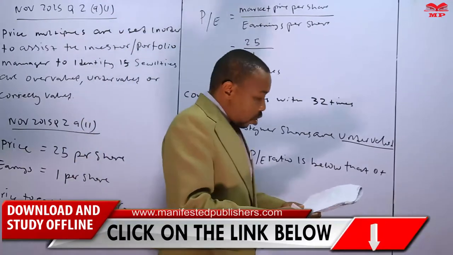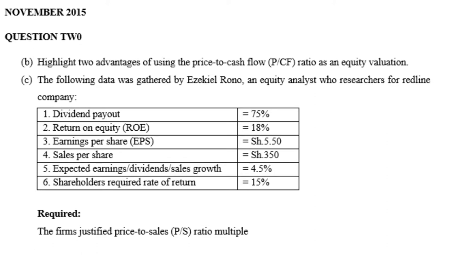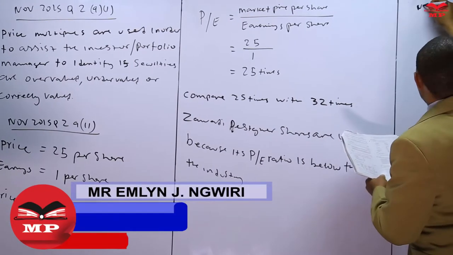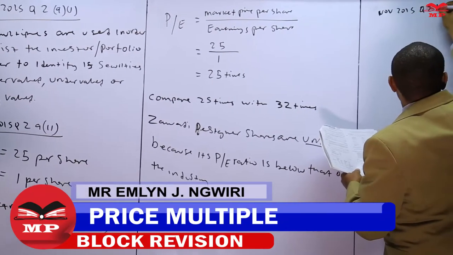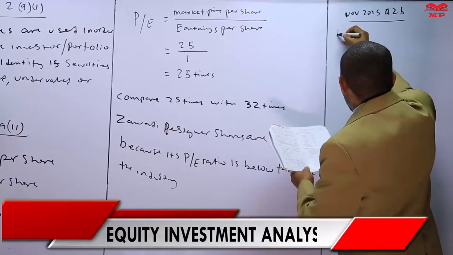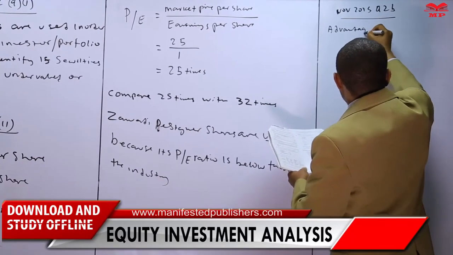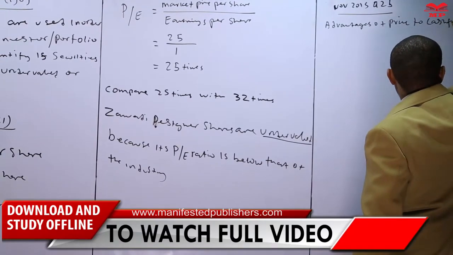So moving on to part B of the question, you're being asked to highlight two advantages of using the price to cash flow, P to CF, ratio as an equity valuation tool. So come up over here and say you're looking at November 2015 question 2B. And you're saying the two advantages include advantages of the price to cash flow ratio.